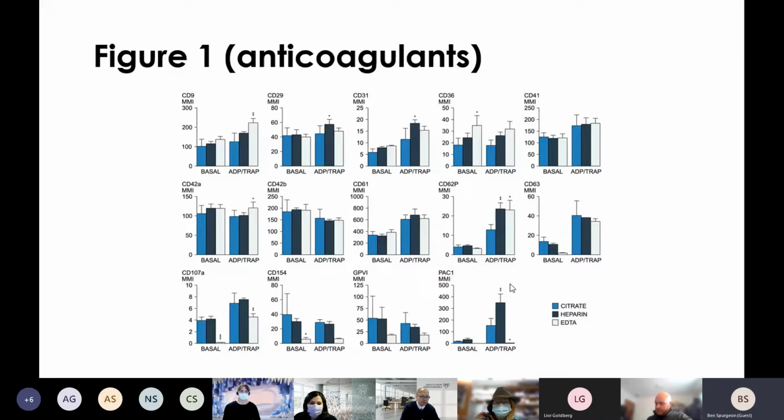current panel. Heparin does allow reasonable staining, but some markers, including PAC1, were slightly, although not significantly, elevated in basal samples collected in heparin. And this is consistent with previous reports that heparin might cause spontaneous platelet activation. And so we decided to perform all subsequent assays using sodium citrate as the optimal anticoagulant.